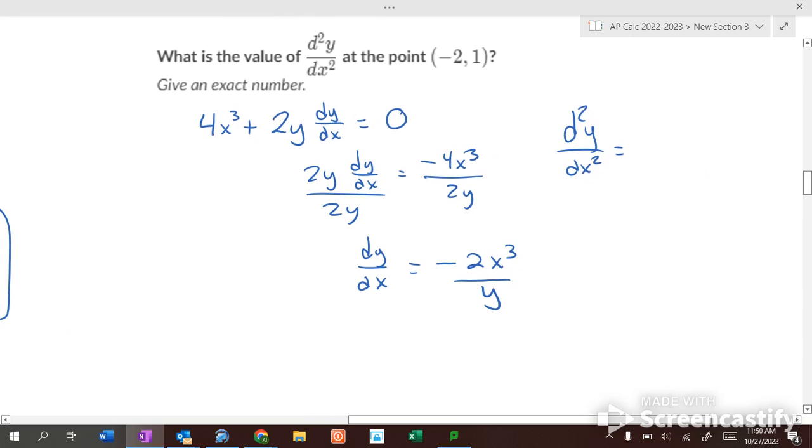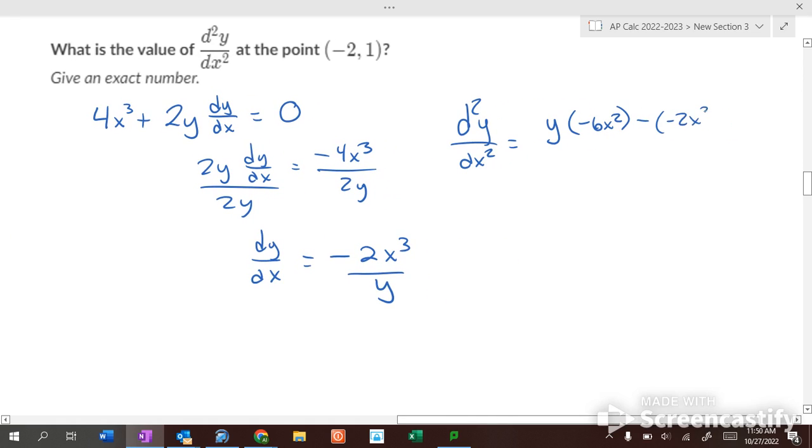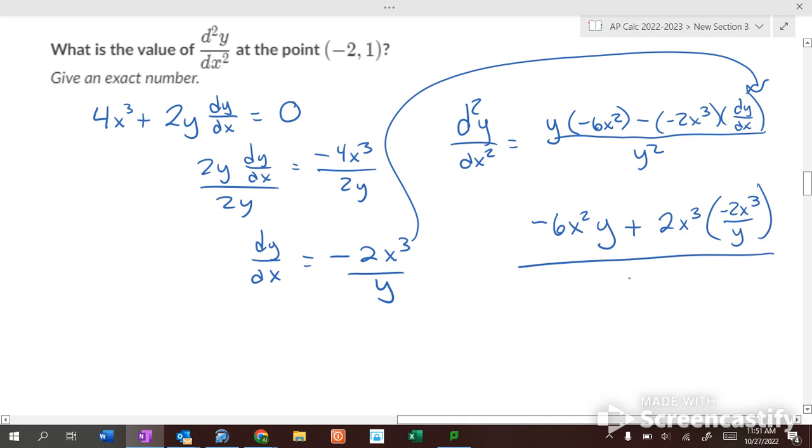We have to use a quotient rule. So it's y times, minus negative 2x cubed times dy/dx, all over y squared. Now, do we know what dy/dx is? Yep, so we just take this and plug it in. So it's negative 6x squared y plus 2x cubed times negative 2x cubed over y, all over y squared.